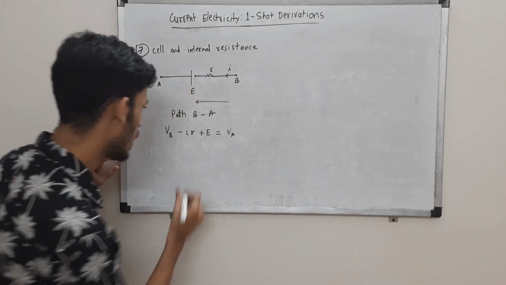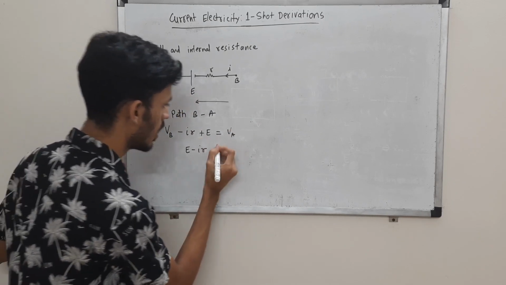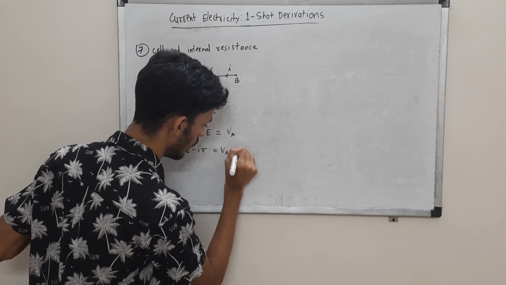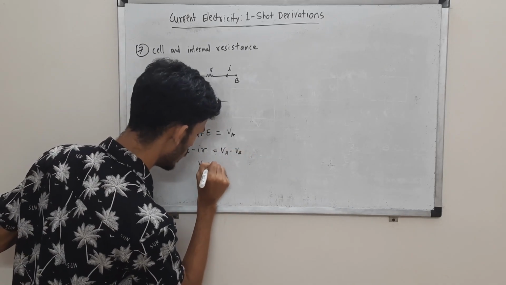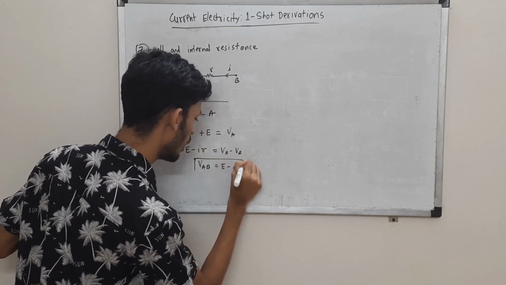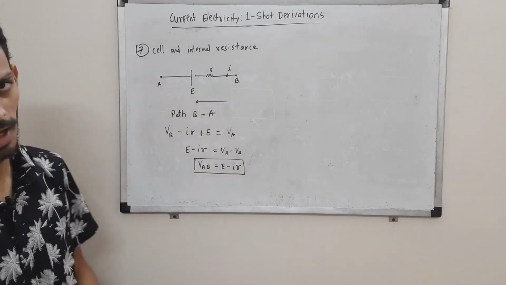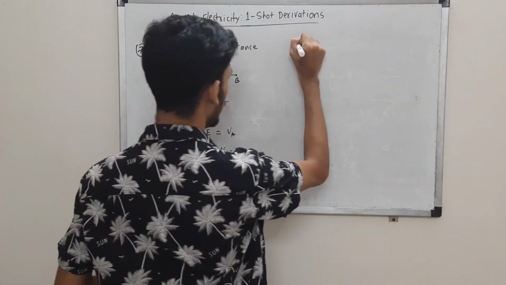You can see that E minus IR will be VA minus VB, the potential difference. So I can write VAB is nothing but E minus IR. This is how we obtain V is equal to E minus IR. Very simple derivation, right? So we'll discuss three different cases.